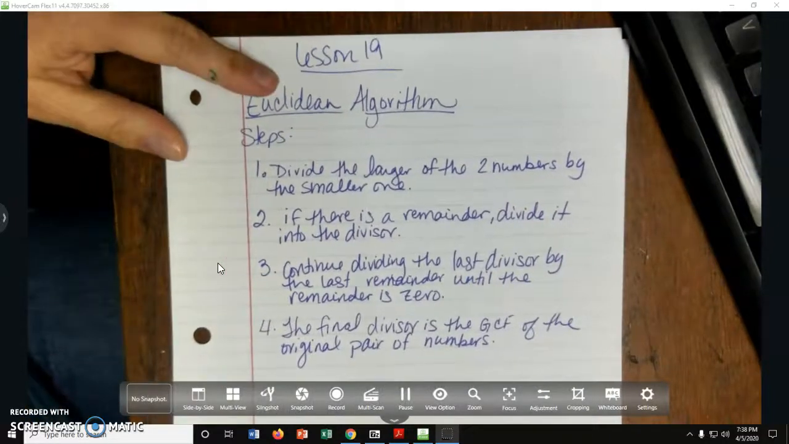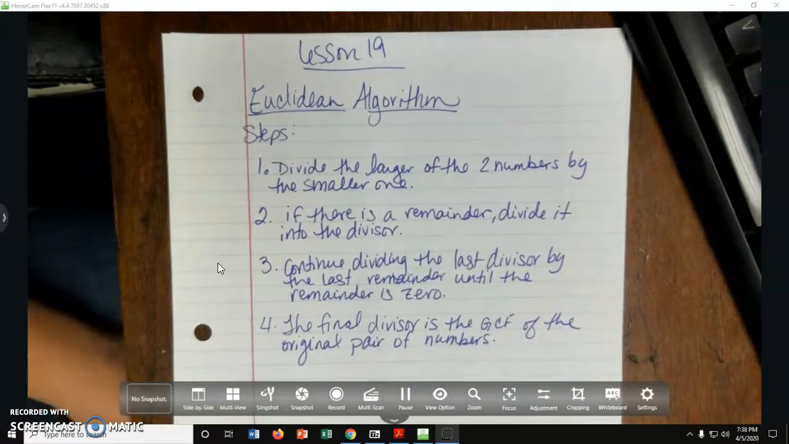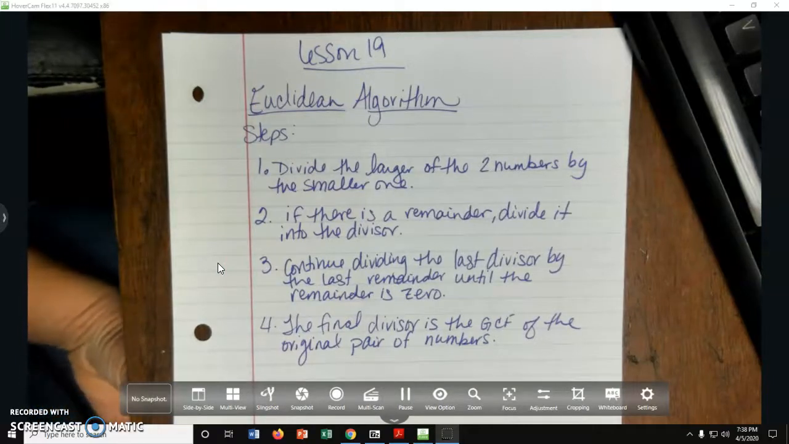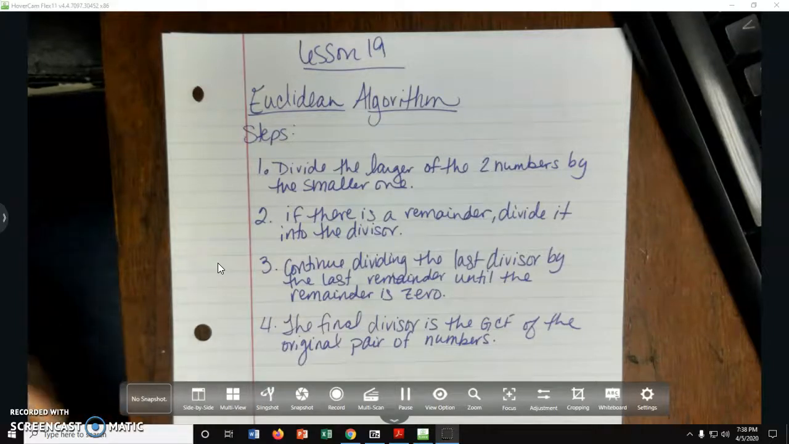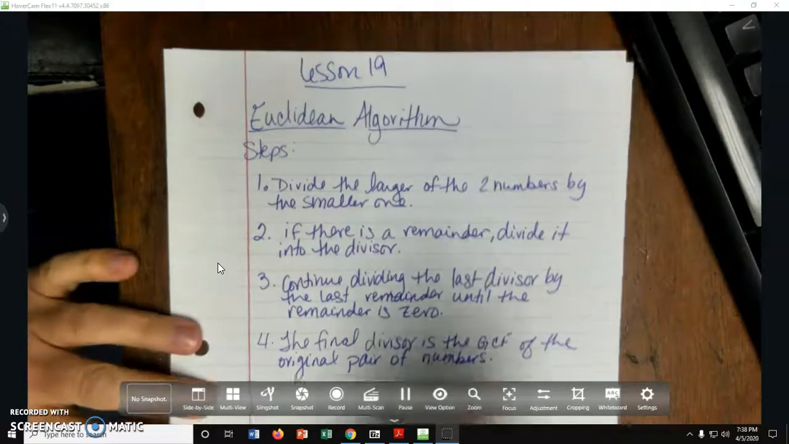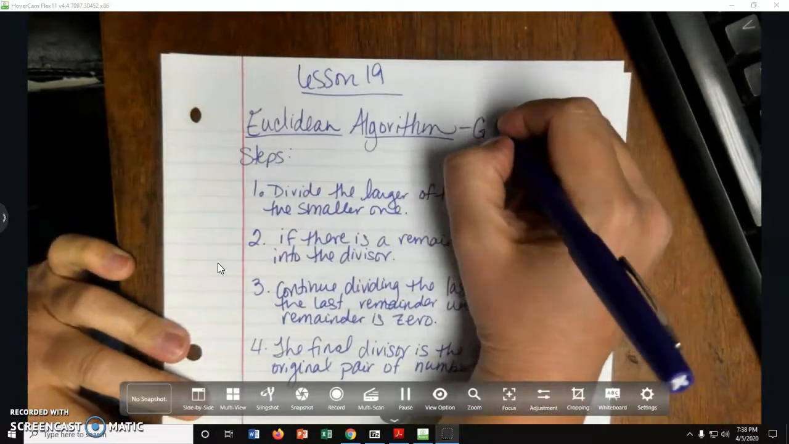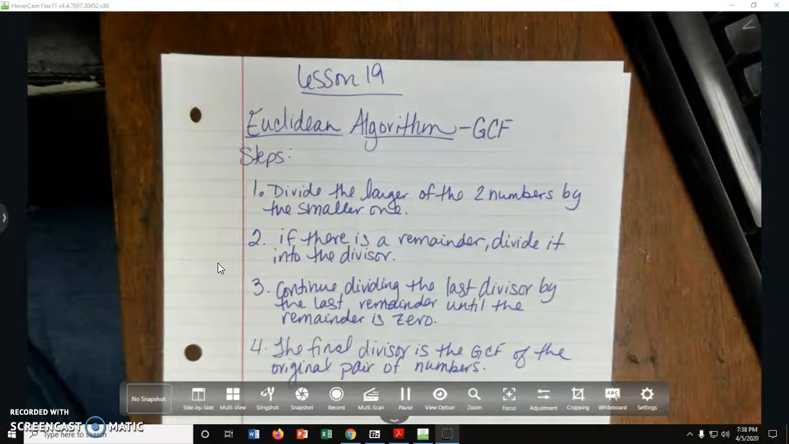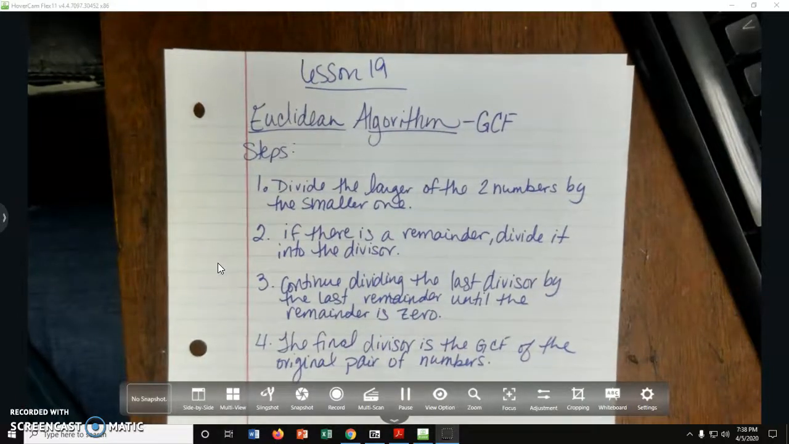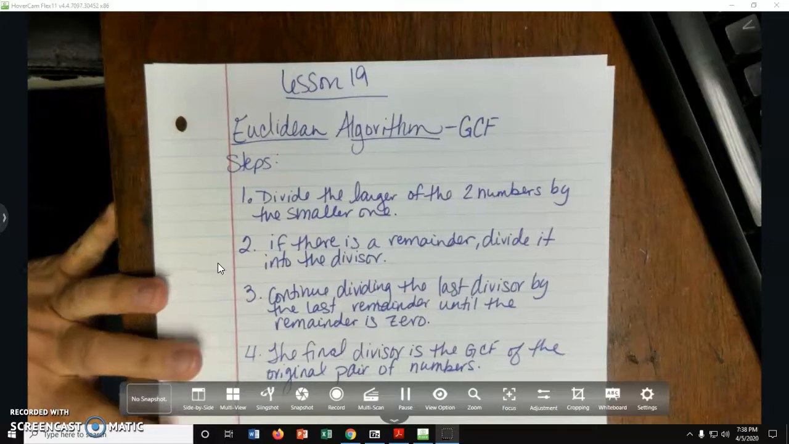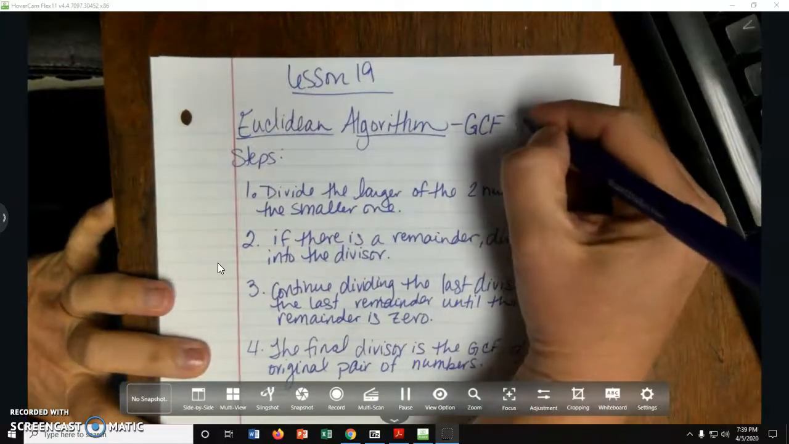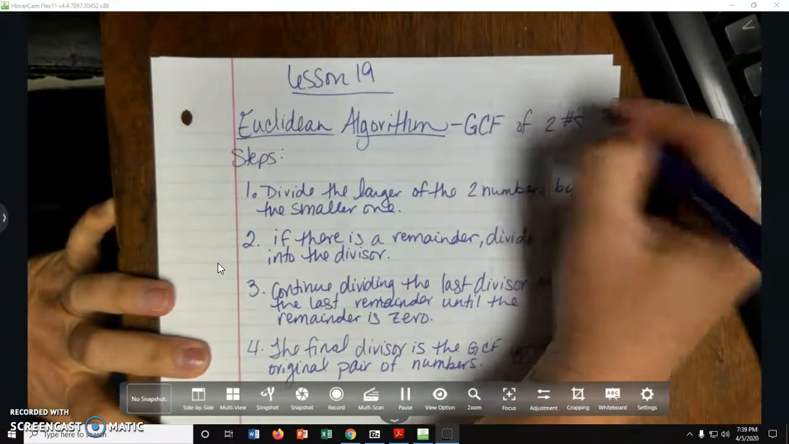I'm going to read these, and then you guys need to pause it and get these four steps for the Euclidean algorithm down in your notebook. So step number 1, we're going to divide the larger of the two numbers by the smaller one. I should tell you that this is to find the greatest common factor. Hopefully you'll have learned about this already when you do the interactive notebook pages. So greatest common factor of two numbers. That's what we're doing, which is what we've been doing.